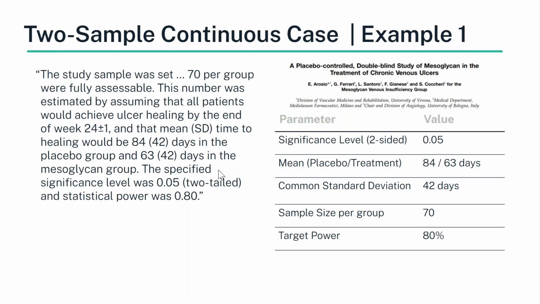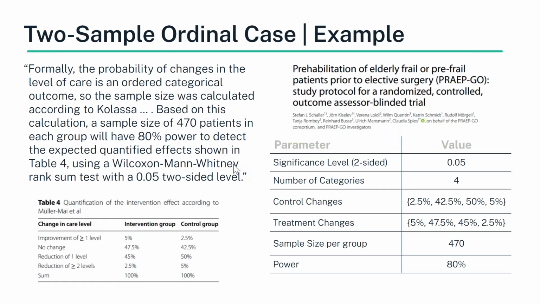So we're going to look at two quick examples here that are fairly straightforward, one being for continuous data and the other being for ordinal data. In this first example, sample size was estimated using a Wilcoxon rank sum test, using these details. And for the two-sample ordinal case, we're using the same test, except this time we're dealing with ordinal data, so our approach is going to change slightly. We're going to move over to nQuery now to demonstrate both examples.